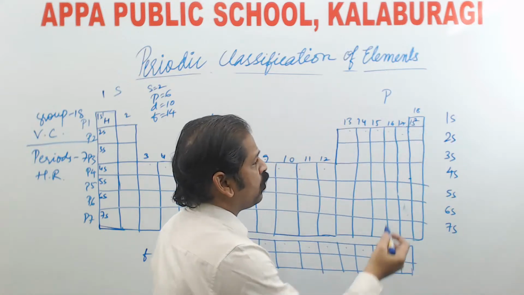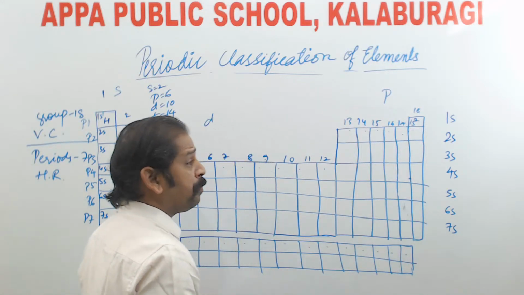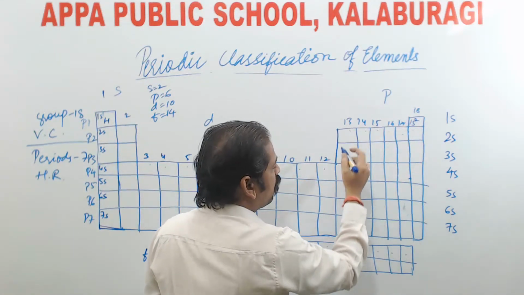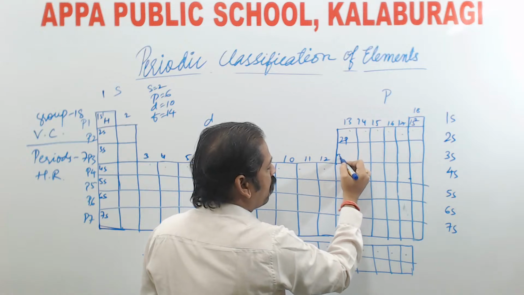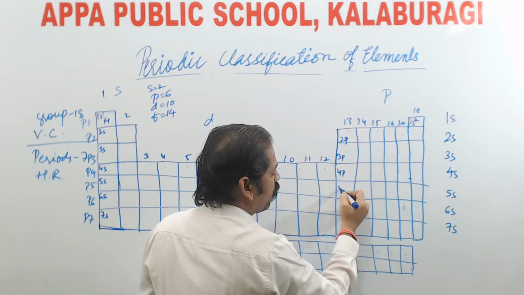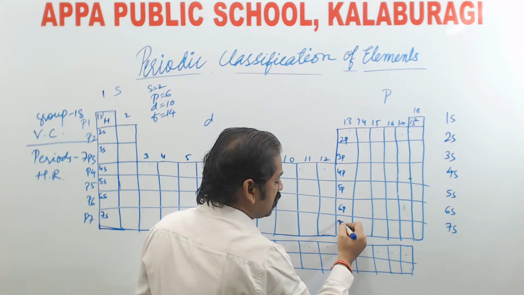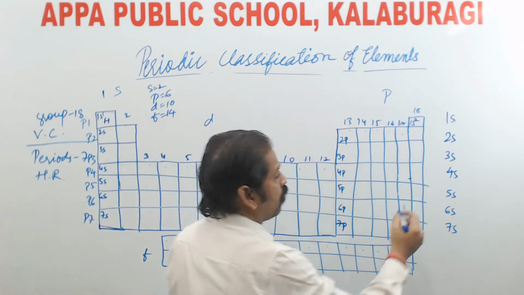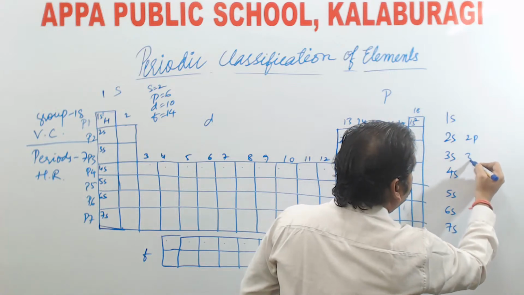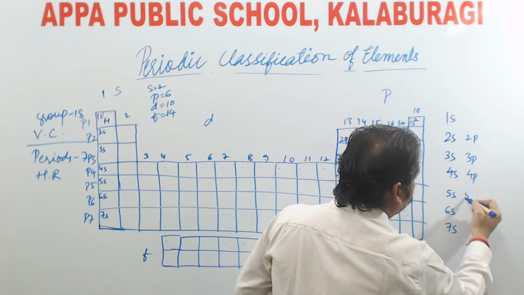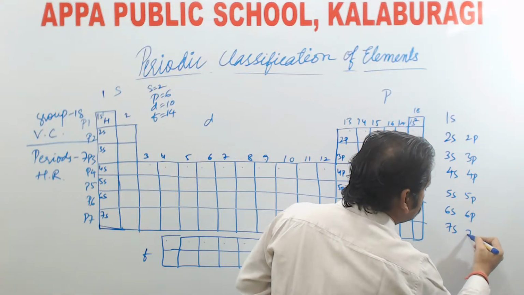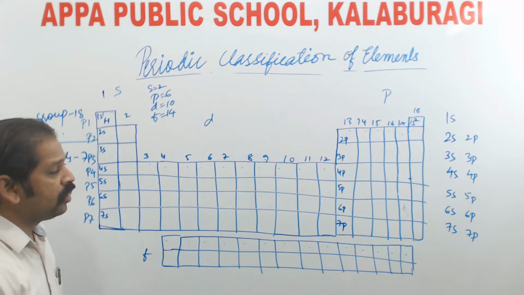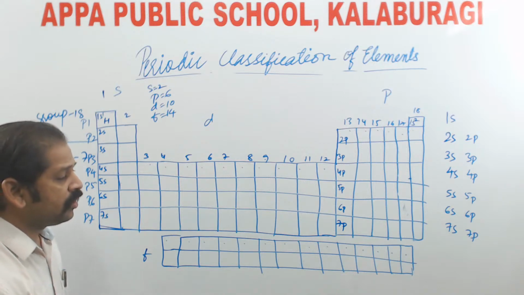Okay, I'll write first. So 1s2 is there. Then P starts with 2. Here is the P block, on the right side: 2p, 3p, 4p, 5p, 6p, 7p. P are 6 now. We're having 7 P levels.